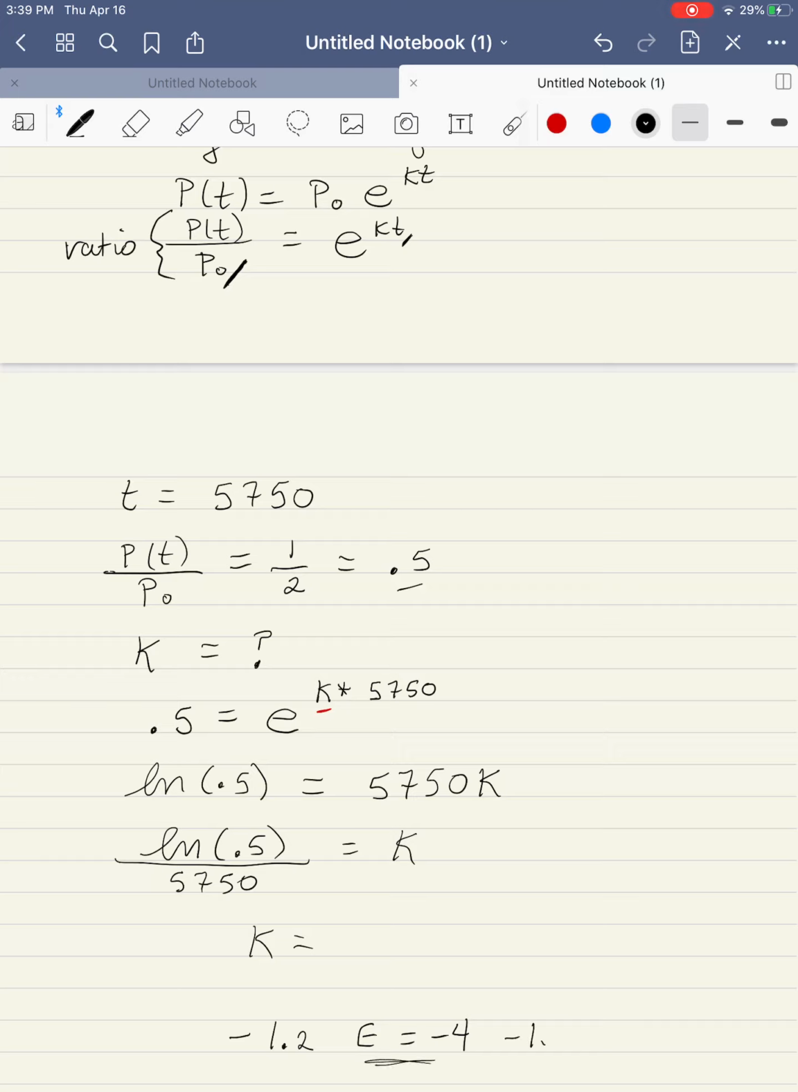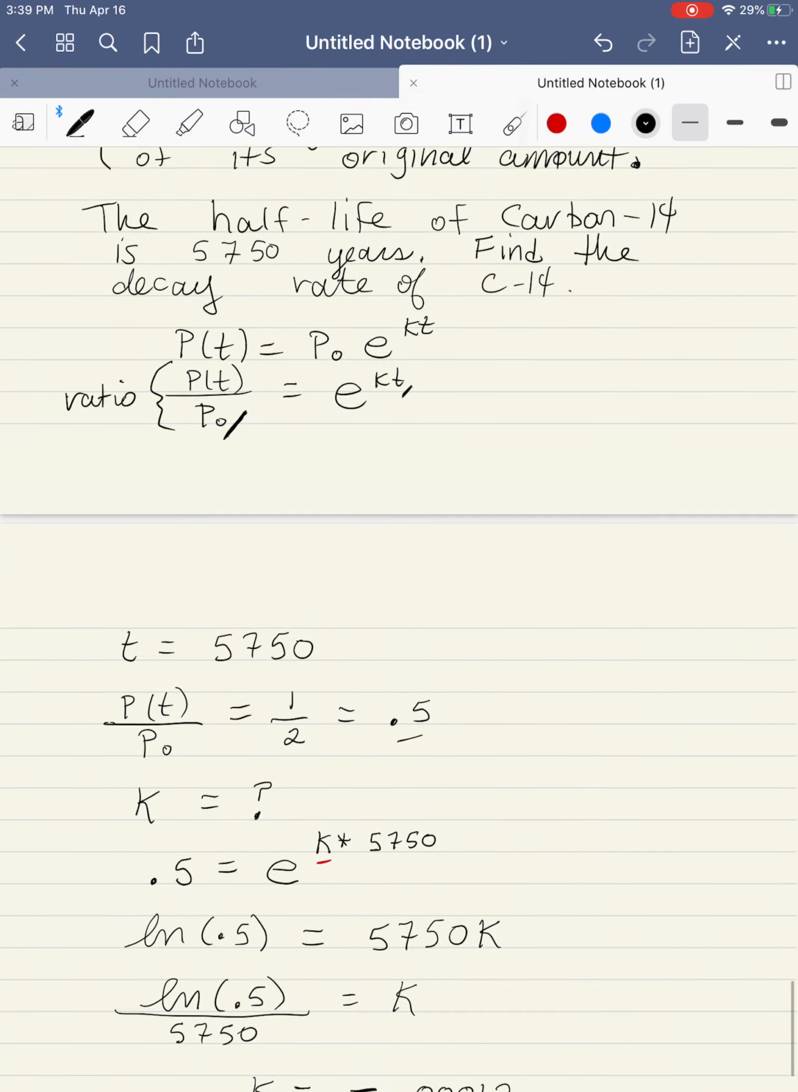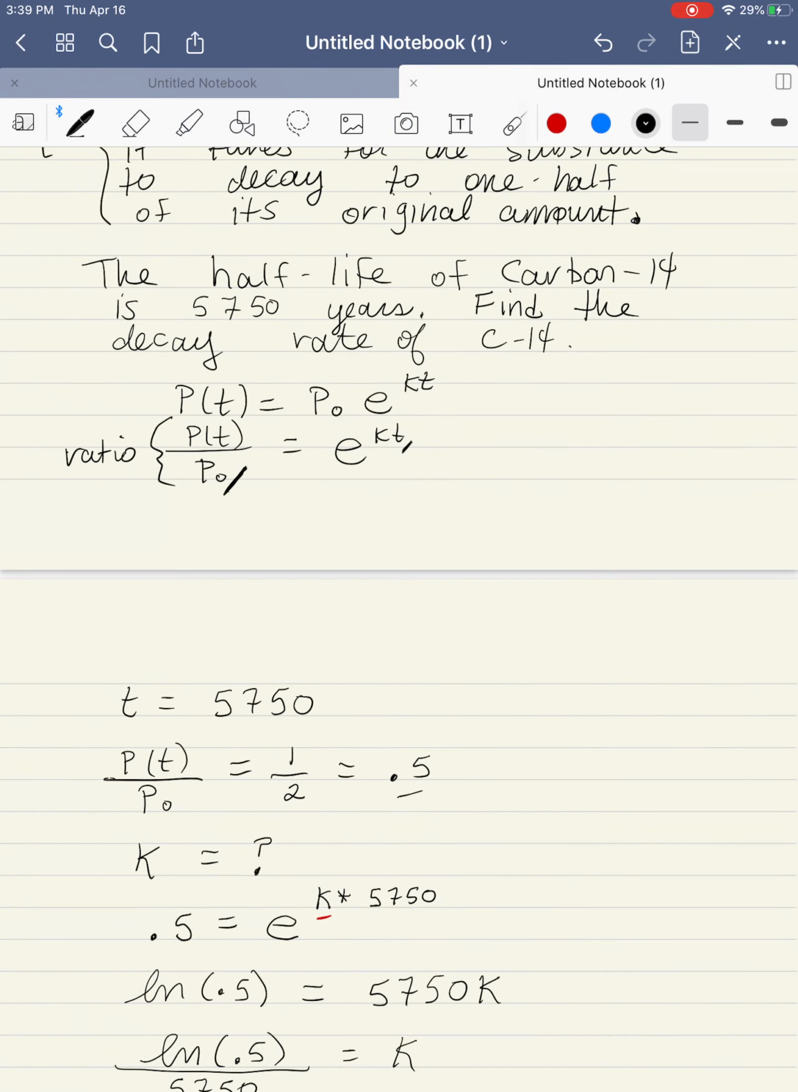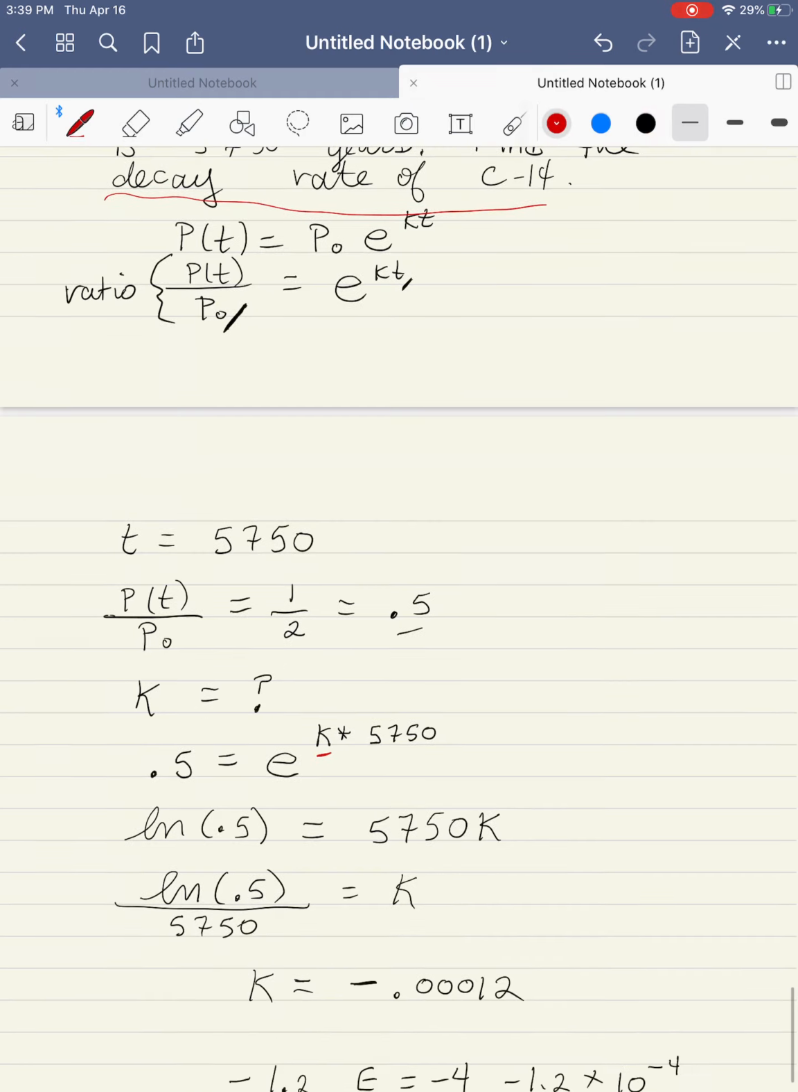e to the negative 4. So let's remember what that means. That e to the negative 4 means negative 1.2 times 10 to the negative 4 power. So that means move the decimal to the left 4 places. So k is negative 0.00012.